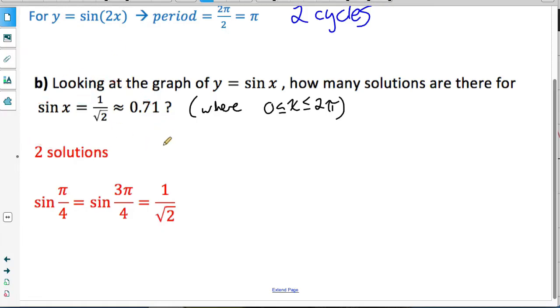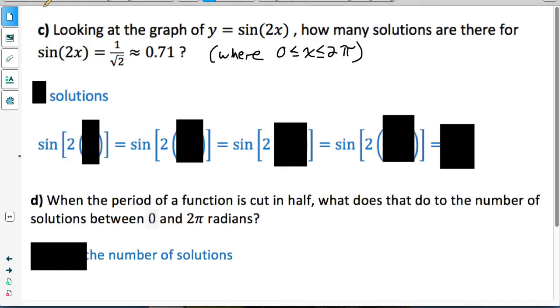The important part of this lesson is going to be part C. Part C says, looking at the graph of y equals sine of 2x, how many solutions are there for sine of 2x equals 1 over root 2, which is that approximate value 0.71. And once again, we only want the solutions for x that are between 0 and 2 pi. So let's go back and look at the graph of sine of 2x, and first of all see how many solutions there are, and what the solutions are. What angles can I double so that the sine ratio is 1 over root 2?